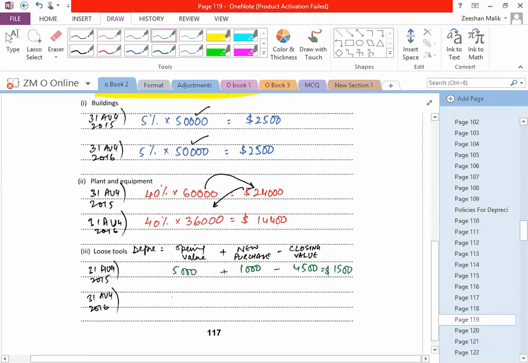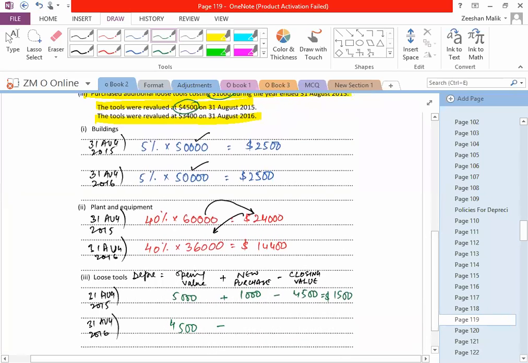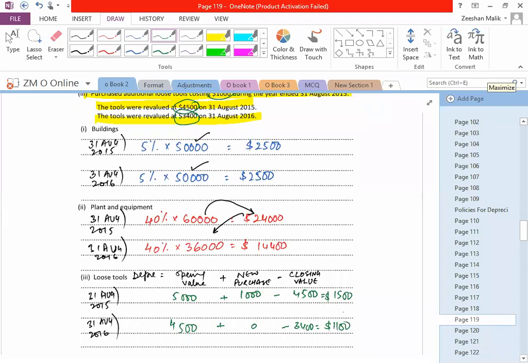In the next year, the opening value is 4500 and the ending value is 3400. It becomes 1100. Kindly verify from your calculators. This is the way to do it.